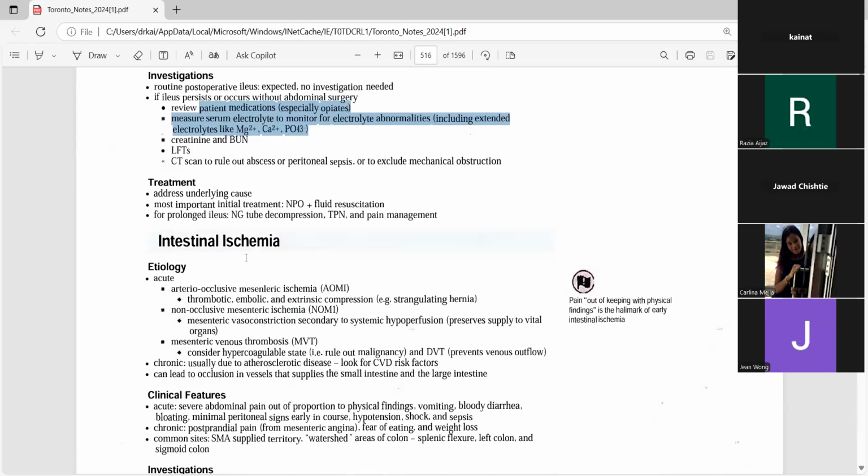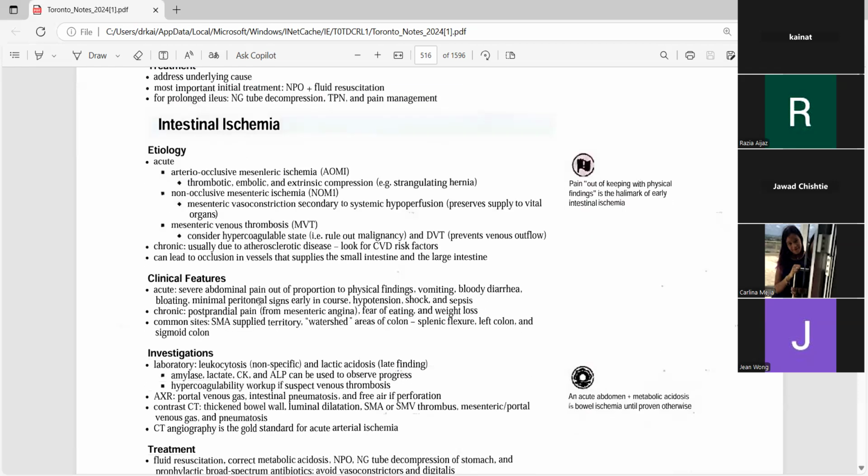Then intestinal ischemia. Intestinal ischemia can present in acute cases. Acute cases are more common as compared to the chronic cases. There are chronic cases too. In chronic cases, they present in family medicine practice with fear of eating, having pain after that, or weight loss. But acute cases usually present in emergency.